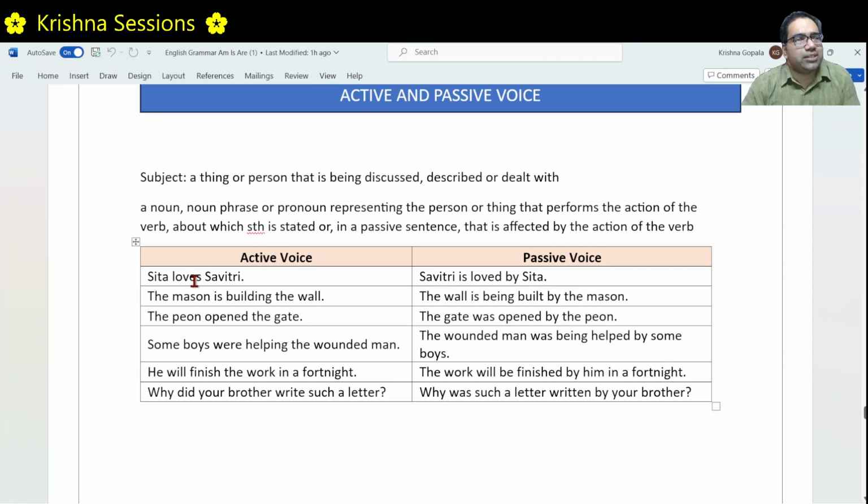What is the subject? Subject is the main part or the major discussion of the sentence. What is the thing or what is the person the sentence is about? That is the subject. Now, whether that subject, about whom or about what we are discussing in the sentence, is doing any action or receiving the action. If they are doing the action, it is active voice. If they are receiving the action, it is passive voice.